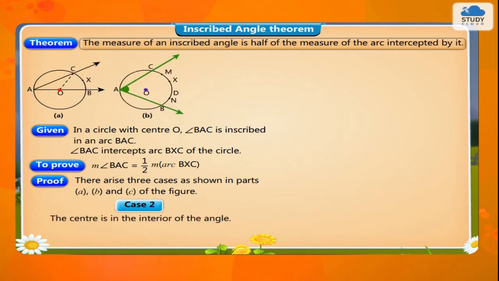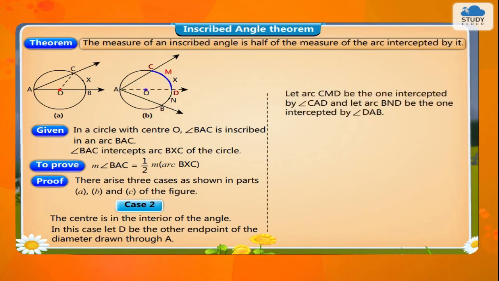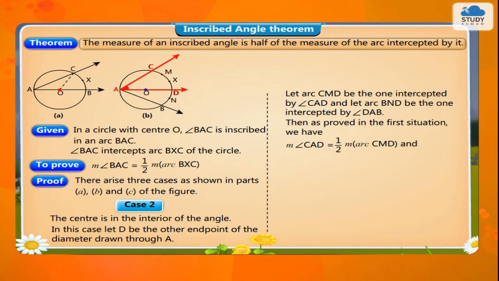Case 2. The center is in the interior of the angle. In this case, let D be the other endpoint of the diameter drawn through A. Let arc CMD be the one intercepted by angle CAD, and let arc BND be the one intercepted by angle DAB. Then, as proved in the first situation, we have measure of angle CAD is equal to half of measure of arc CMD, and measure of angle DAB is equal to half measure of arc BND.